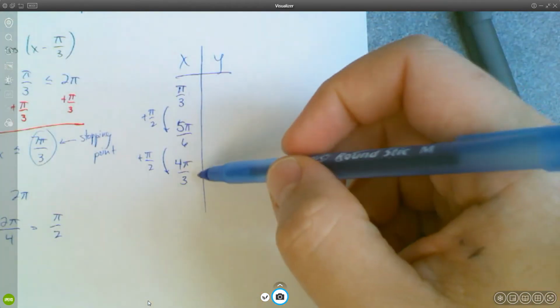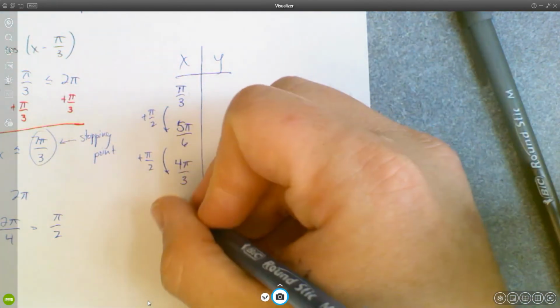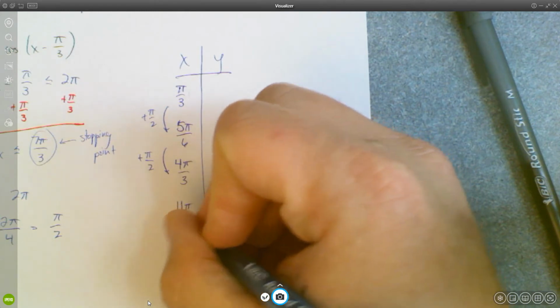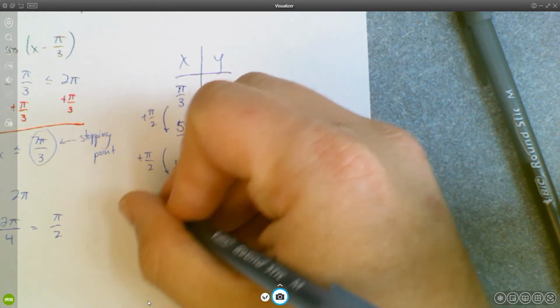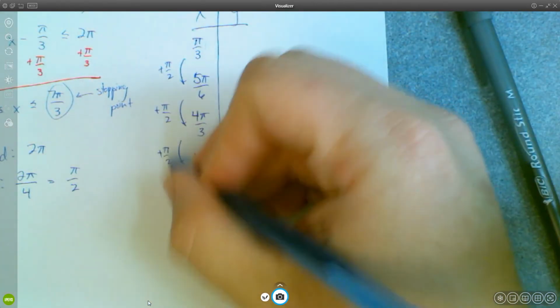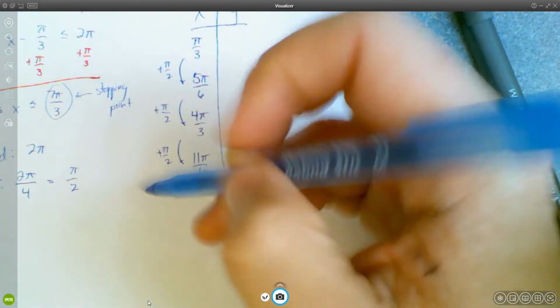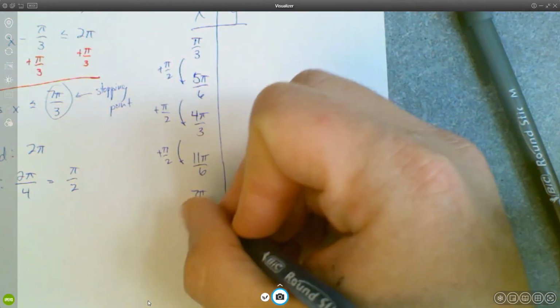Okay, then we're going to add 3 pi over 6 again to 8 pi over 6. That'll put us at 11 pi over 6. And then if we do this one more time, we should end up at 7 pi over 3. Let's see. 11 pi over 6 plus 3 pi over 6 is 14 pi over 6. 14 pi over 6 is indeed the same thing as 7 pi over 3.